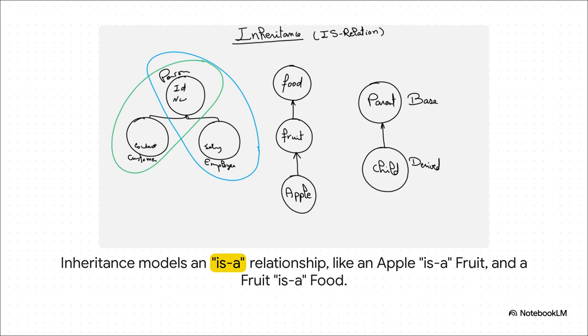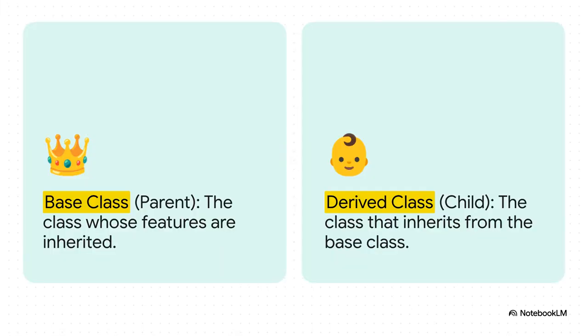It's just like how an apple is a type of fruit, and a fruit is a type of food. Each one gets more specific, but it's still part of the same family tree. So the terminology is pretty straightforward. You've got your base class. You can think of it as the parent. It provides all the core features. Then you have the derived class, or the child. The child gets all the parent's features and can then add its own unique stuff on top.